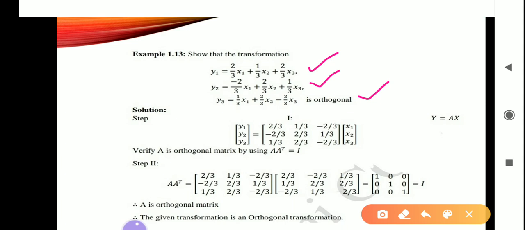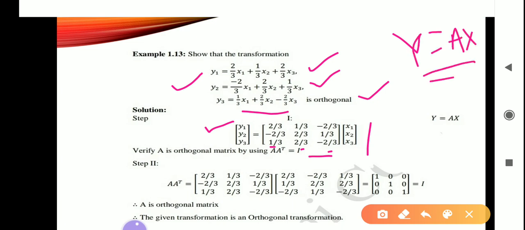So if you write this transformation in matrix form, then we will get here y1, y2, y3 is equal to, the coefficient matrix is 2 by 3, 1 by 3, 2 by 3, then minus 2 by 3, 2 by 3, 1 by 3, then 1 by 3, 2 by 3, minus 2 by 3, into x1, x2, x3. So that is y is equal to Ax for me. Y is equal to Ax, means this transformation is y equal to Ax. And we say that this transformation is orthogonal if matrix A is orthogonal.